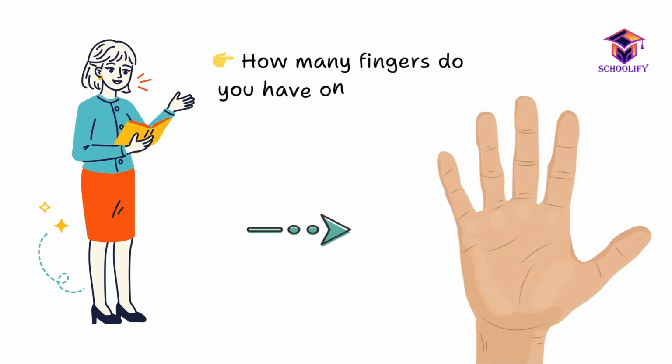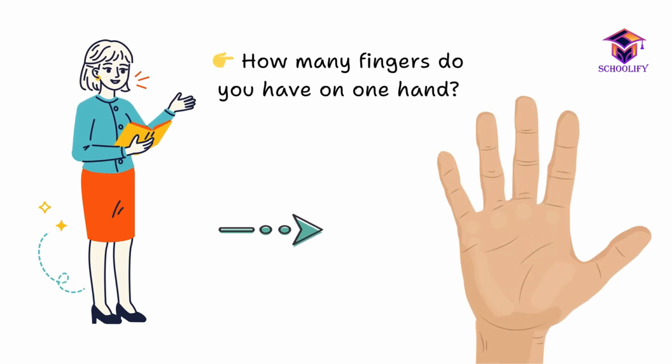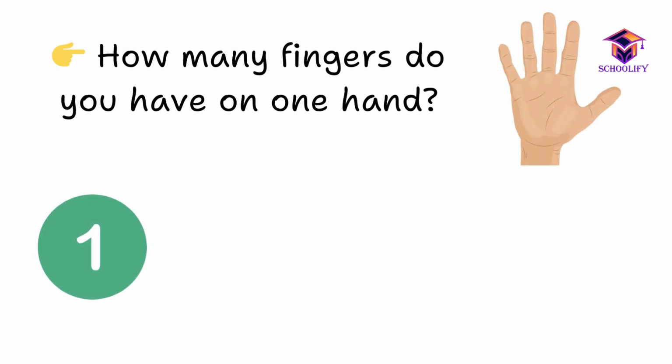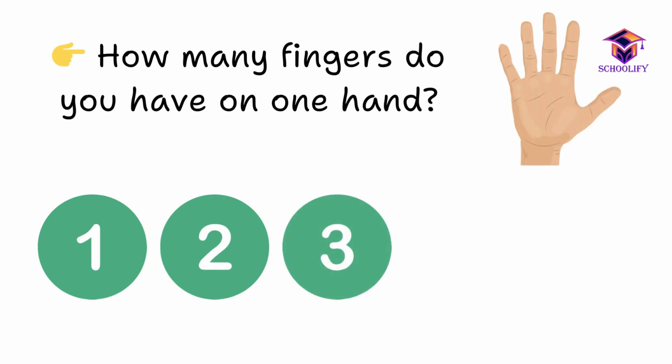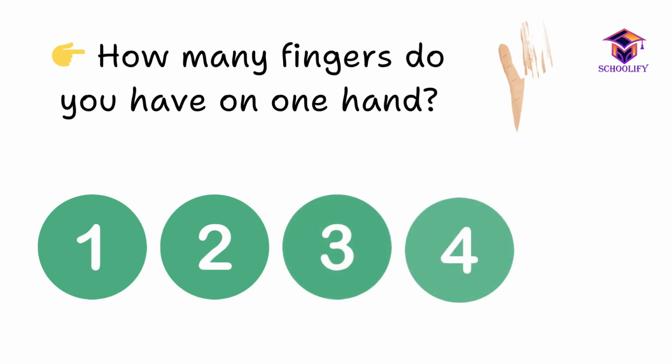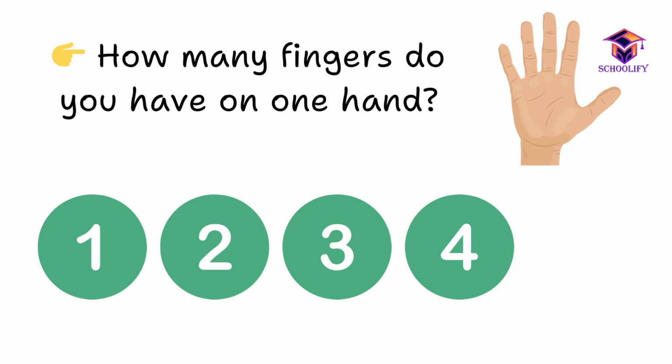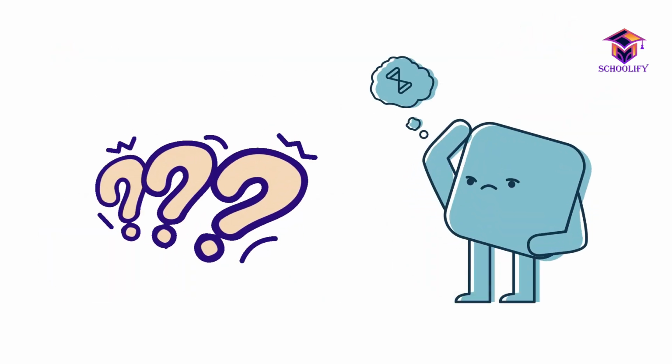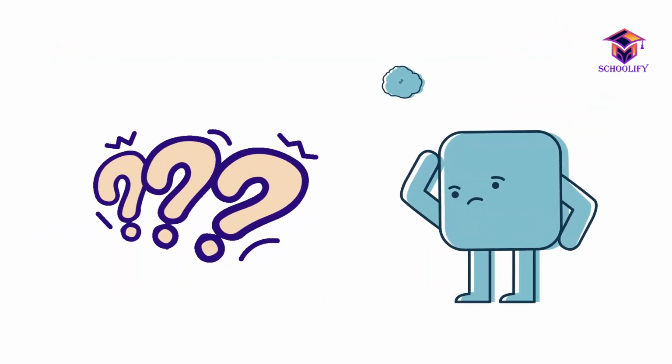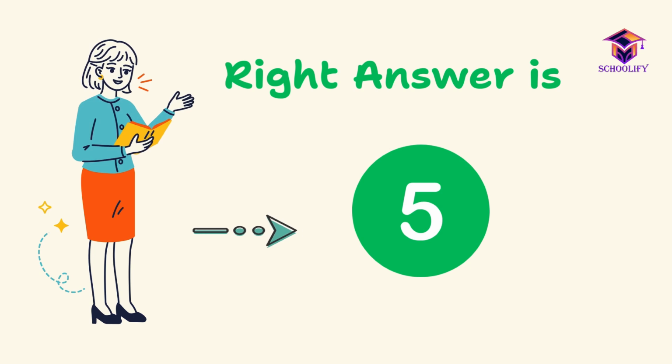How many fingers do you have on one hand? 1, 2, 3, 4, 5. Let me guess. The right answer is 5.